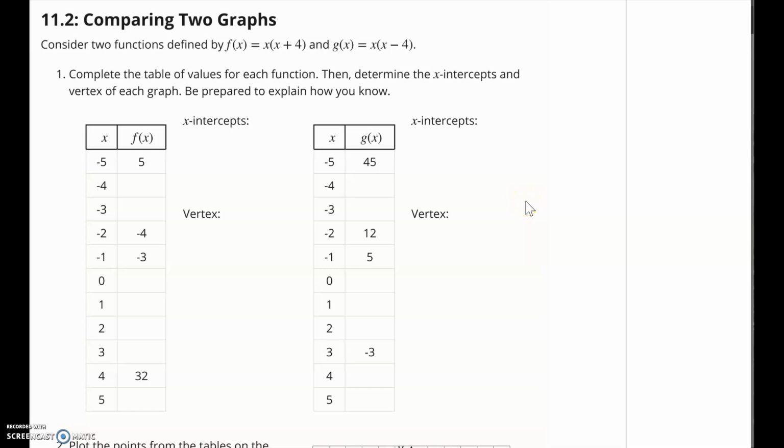Okay, moving on to problem 11.2 in Unit 6, Lesson 11. What we're asked to do is consider two functions, complete the table of values for each function, then we're going to determine the x-intercepts, the vertex of each graph, and explain how we know.